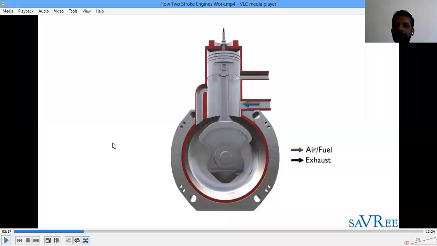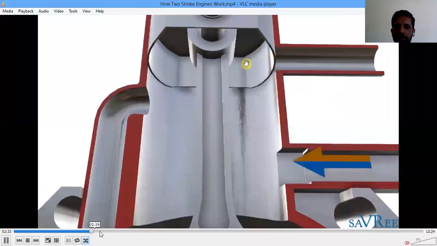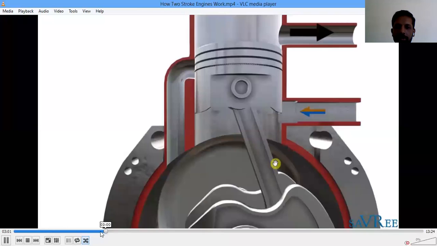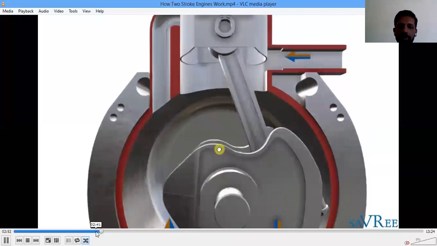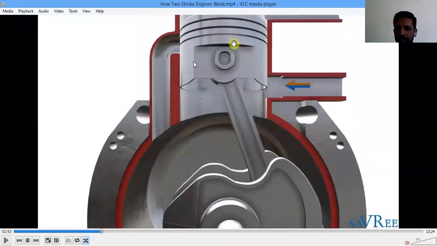Now next, what has happened? Once it has reached the TDC, let us assume the combustion is going to take place over here. Because of the combustion, the piston is going to move towards the crankcase, that is, from TDC to BDC. We'll see that. As the piston moves towards the crankcase, it is going to slowly close the inlet port also. That is the first thing.